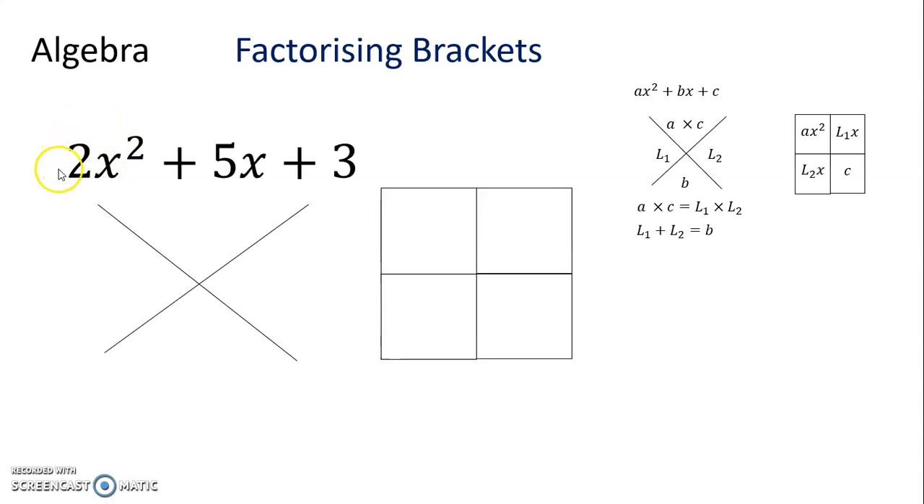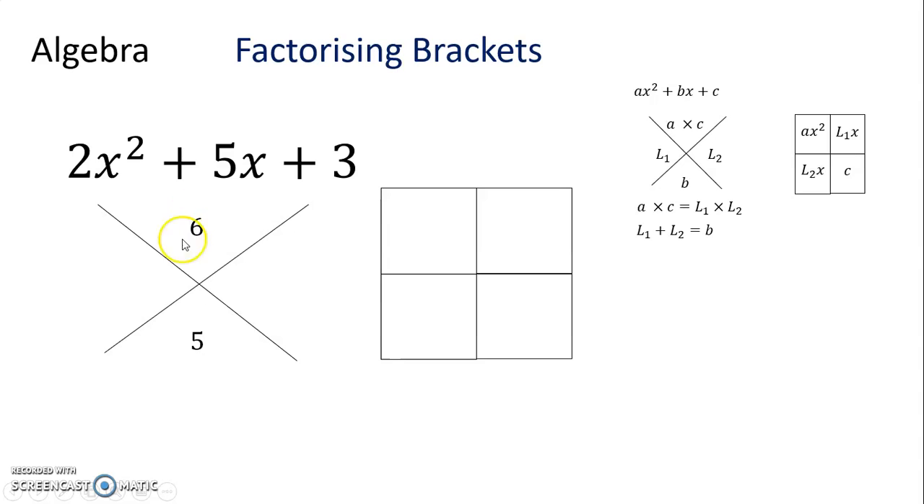We're going to have a times c, so in other words the number in front of x squared multiplied by this constant, so 2 multiplied by 3, which is 6. And this is where this is a little bit different to yesterday, because yesterday it was always 1 times this, but today we've got 2 times 3. And then in the bottom of my x, I'm going to put the b term, which is positive 5.